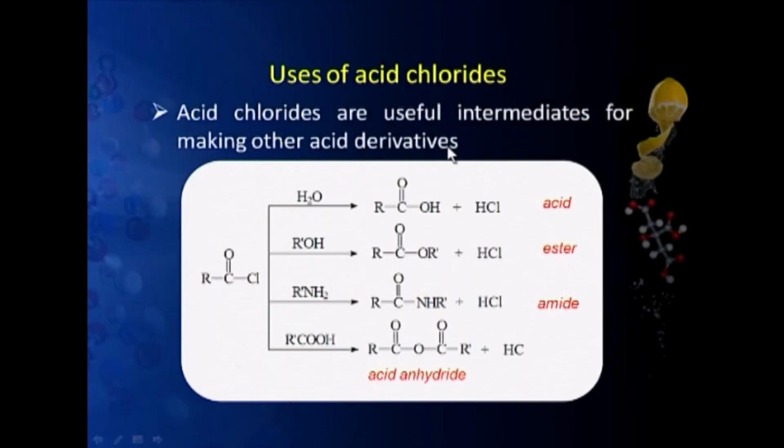So, acid chlorides are useful intermediates, this we had discussed earlier also, for getting all these compounds: acids, esters, amides and anhydrides. Then uses of acid chlorides. Acid chlorides are used in organic synthesis to introduce acyl groups into other compounds also. One use we have seen is that we can synthesize all these other compounds, then we can introduce acyl groups in many other aromatic compounds, and these acyl groups are also used as a protecting group in organic synthesis.